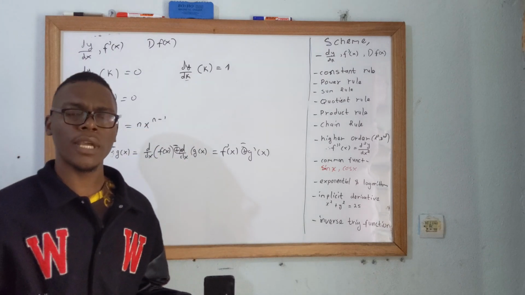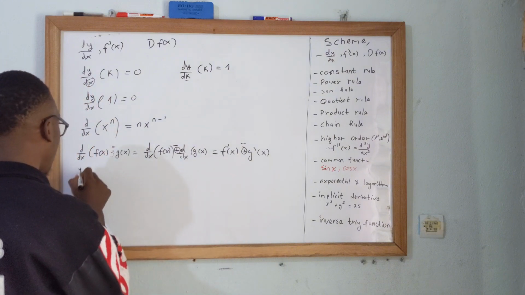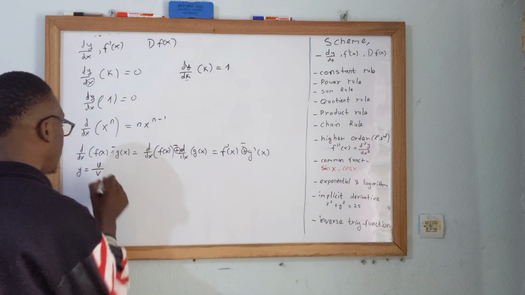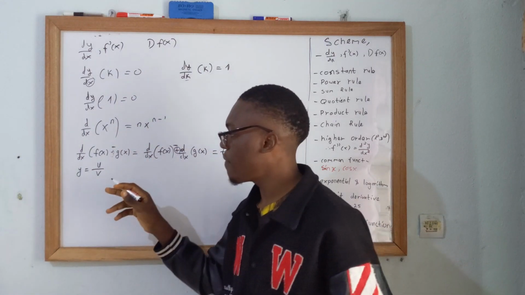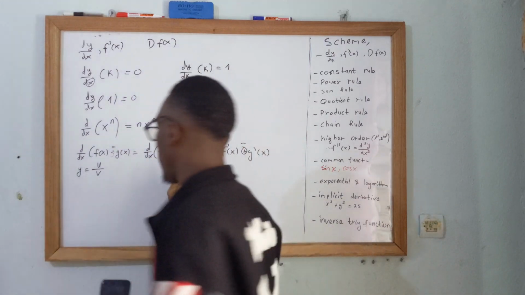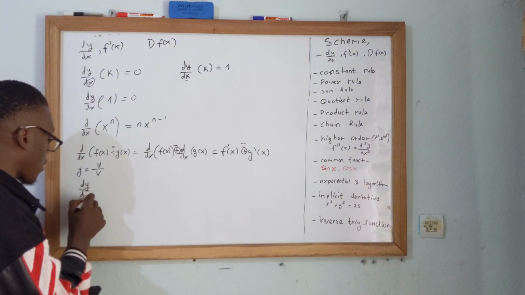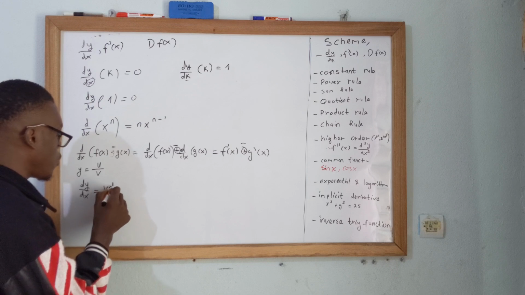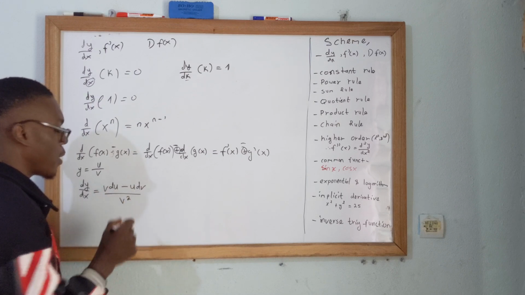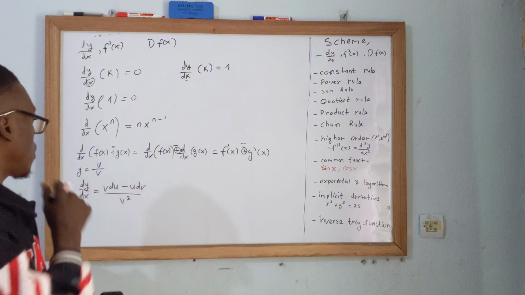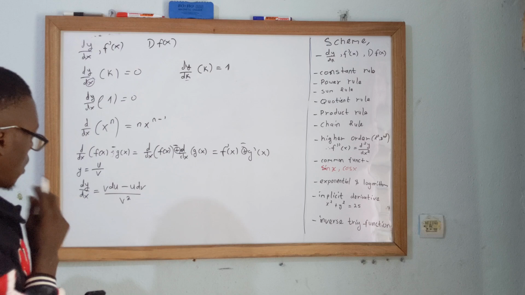What's a quotient? Take a look at it. A quotient is one thing all over another thing. Example, you have y is equal to what? u all over v. That's an example of a quotient. Okay, we have y is equal to u all over v. If we differentiate this, we are going to have what? From the basic principle, the law is what? dy over dx is equal to what? v du minus u dv all over v squared. That is the principle of the quotient rule. u all over v, we have this all over that. Hope you understood this principle and how it works.